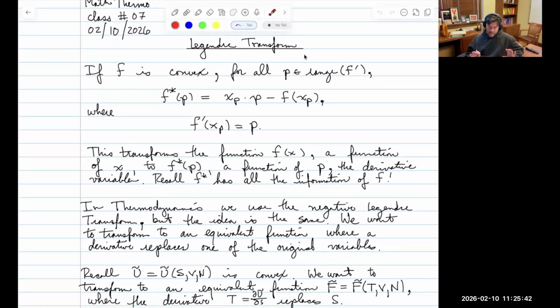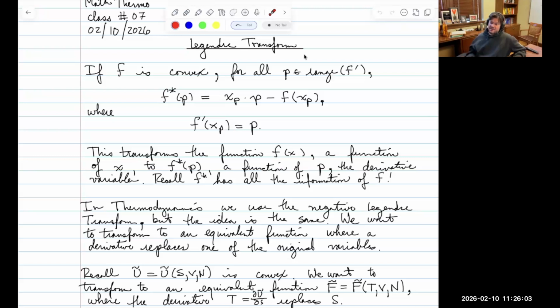That's very important. Now, the functions are not the same. The example that we went through last time should have convinced you that the functions are not the same. That is, f of x is not the same as f star p. They don't have the same functional forms, but they do contain all of the same information content. None of the information is lost.